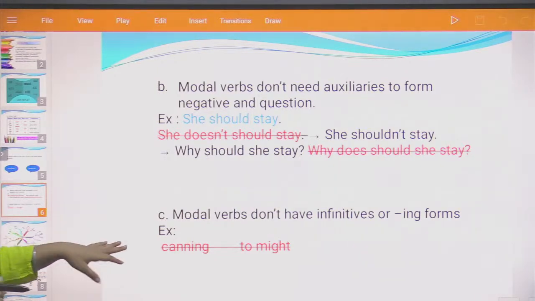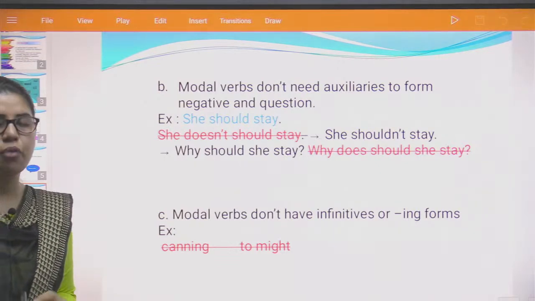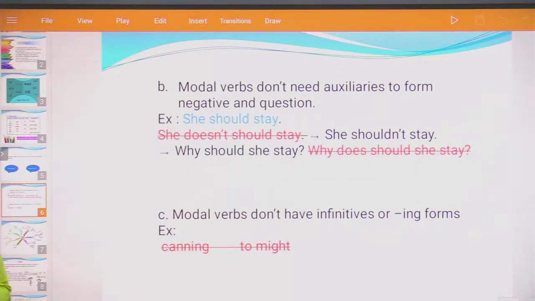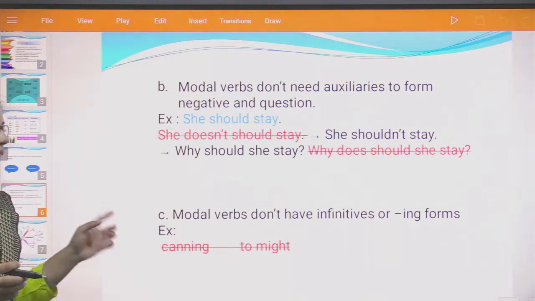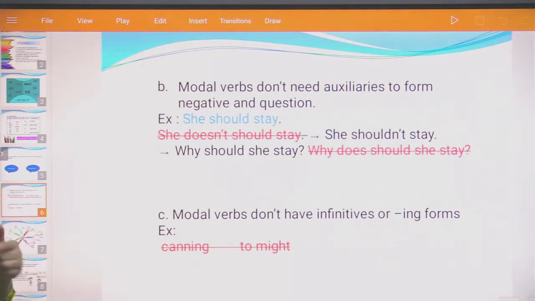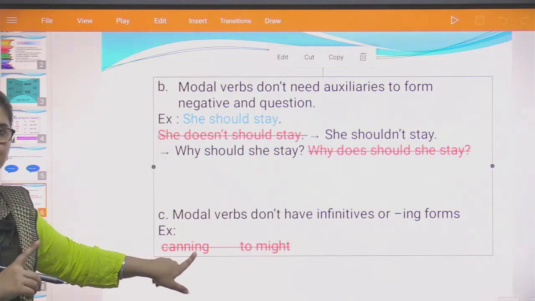Now we'll see the C point. Modal verbs don't have infinitives or ing forms. What does it mean that modal verbs don't have infinitive or ing form? In tenses we use the ing form, which is the present participle form of a verb, student. If we write come, and we are framing the present continuous tense, we'll write I am coming. I have put ing with come, that is the present participle, but here I cannot write canning. If I am writing she can swim, I will not write she canning swim. That will be incorrect. So we don't put ing here.